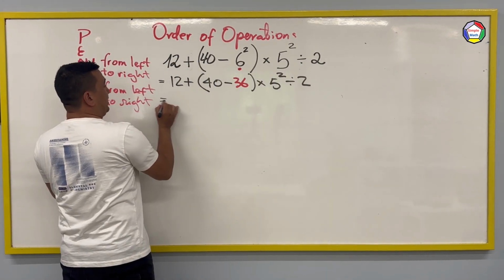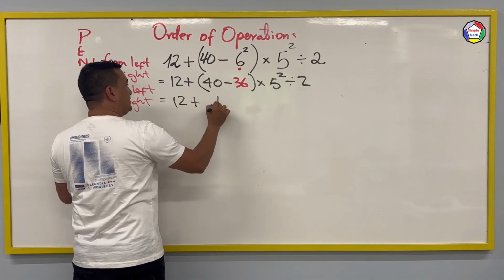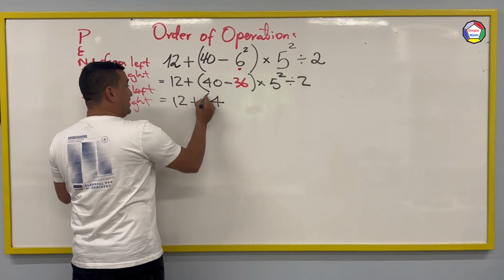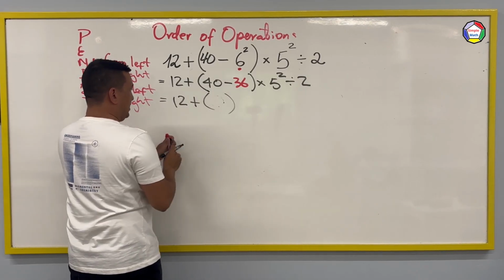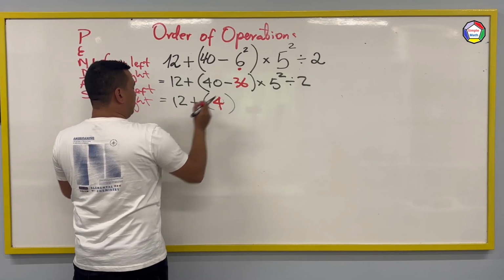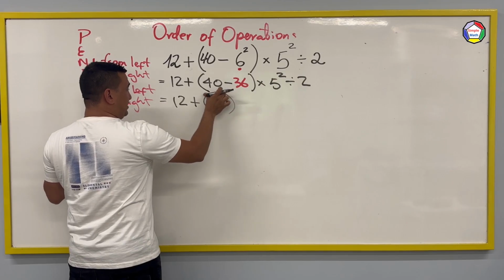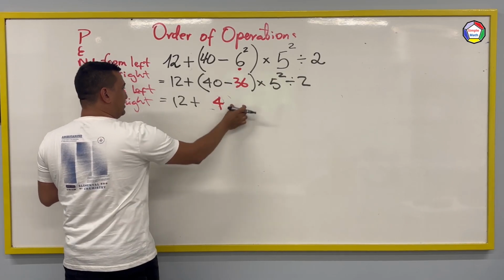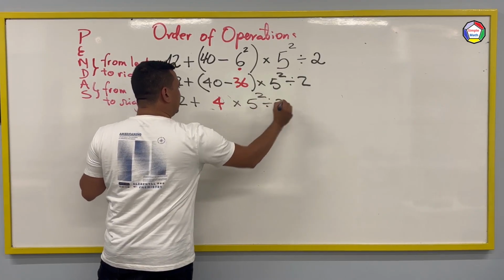So I'm going to repeat everything the same. 12 plus 40 minus 36 is 4. Yes, 4. But this is the solution of, sorry, I have to write it in red. 4. Okay, this 4 is the solution of this parenthesis, so it's not necessary to write the parentheses again. Times 5 to the power of 2 divided by 2.